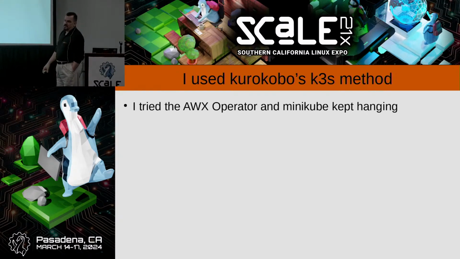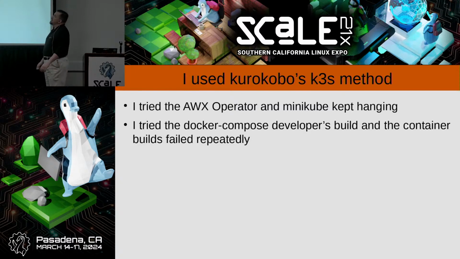I tried using the AWX operator as it was described in the how-to, and Minikube it would come up and then hang. And it never would, and I was looking at logs, I couldn't figure out what was causing it, so I fought with that. Tried it on CentOS 9, same thing. Then I tried the Docker Compose developers build, and it wouldn't build the containers. It would throw errors about Postgres file systems, and that wouldn't work. And I was starting to get a little bit panicky there.